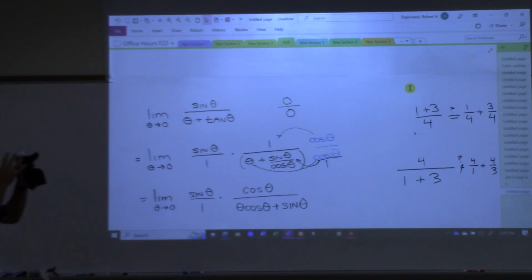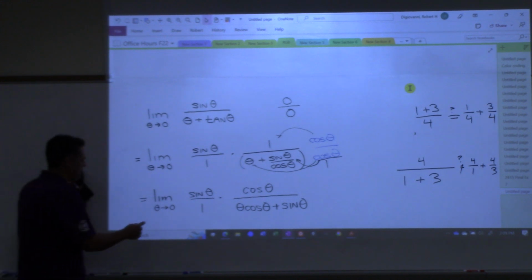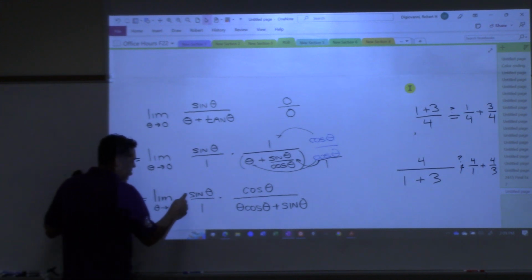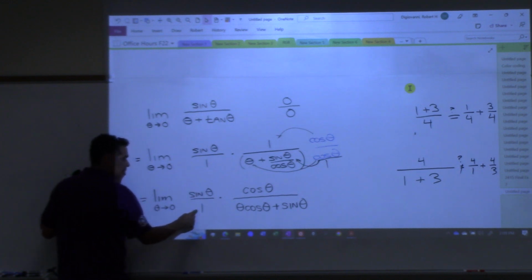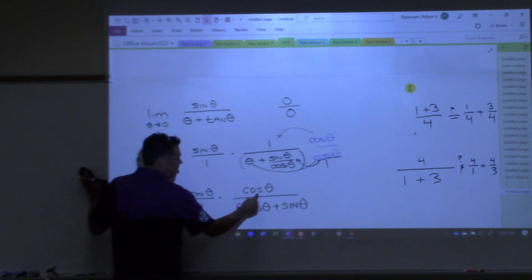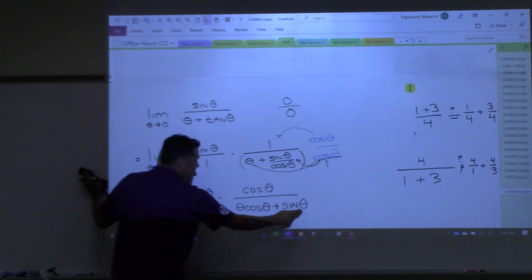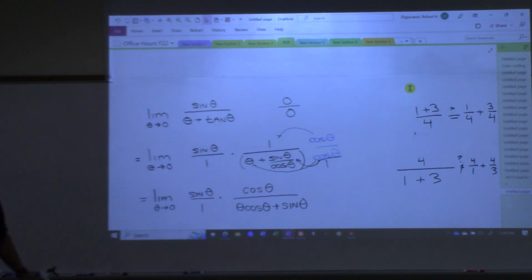That's legal. That is still the same problem. We have not changed anything. Everything's good, but I don't know if we fixed anything. Theta goes to 0. We get 0 over 1. Theta goes to 0. What's cosine of 0? 1. Okay, 0 times cosine of 0, that's still 0 plus that's still 0. So we still have division by 0.